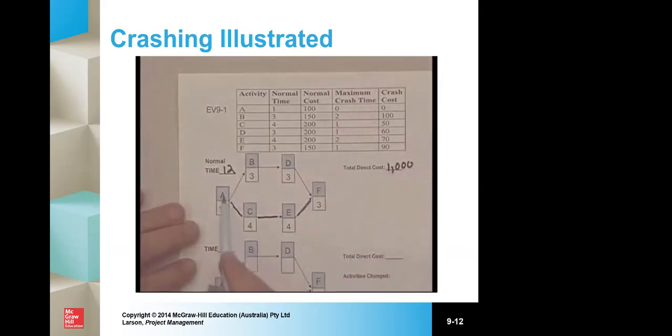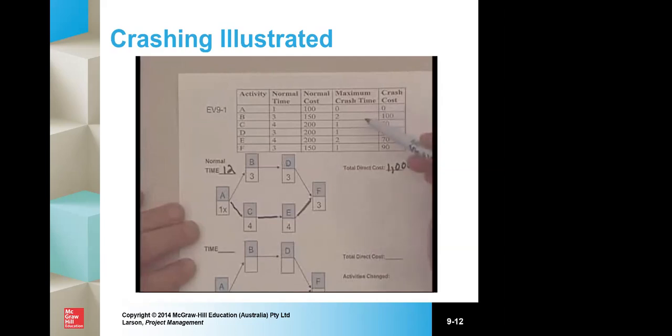So now we're interested in seeing how much it would cost to reduce this network from 12 to 11. So here we want to look at the cost associated with crashing activities. And we have to look at these two columns. The first column, maximum crash time, tells us how many days, let's say, that we can take off for a given activity. In the second column, the crash cost, or the slope, is how much it costs us to crash that activity each day. So for activity A, we can't take any time off the normal time of 1, which makes sense, and doesn't cost anything.